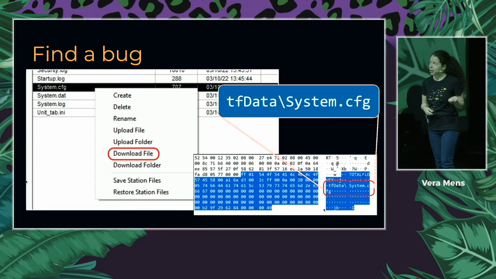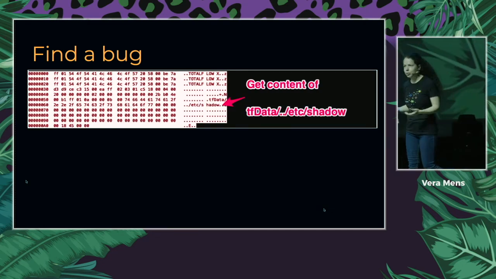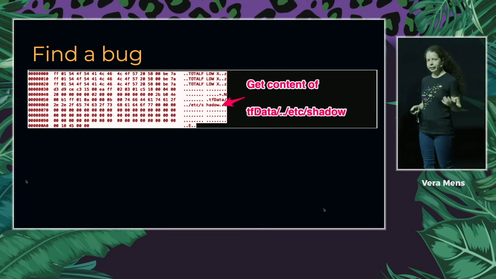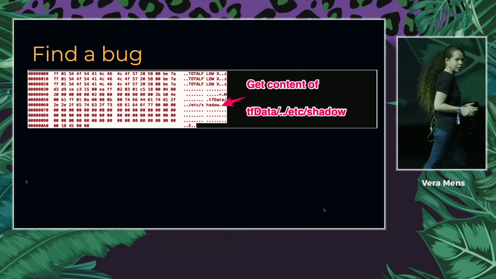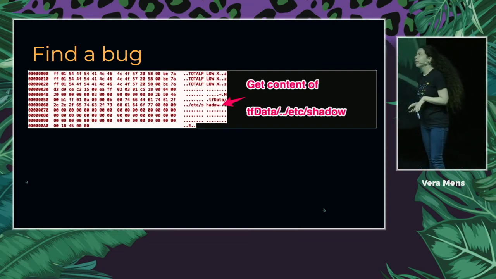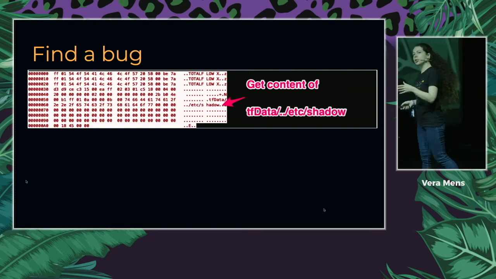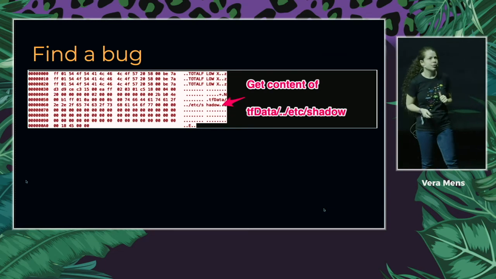So let's find out. We have our client, we understand the protocol, we can write any payload that we want. And the obvious file to look for is the etc shadow file. And that's what we do. We just put a path that traverses back to the root and ask for etc shadow.